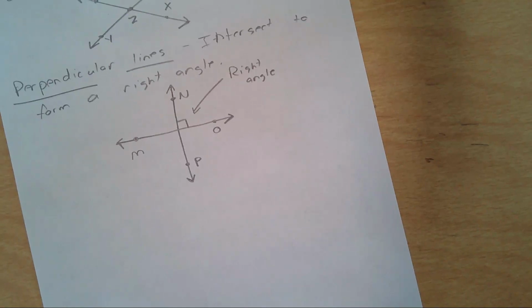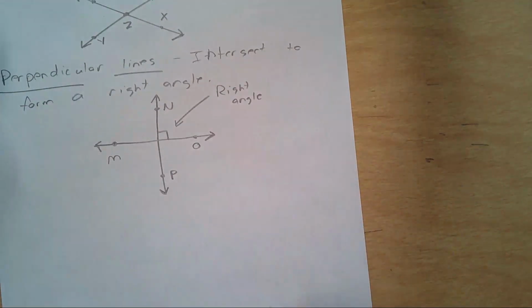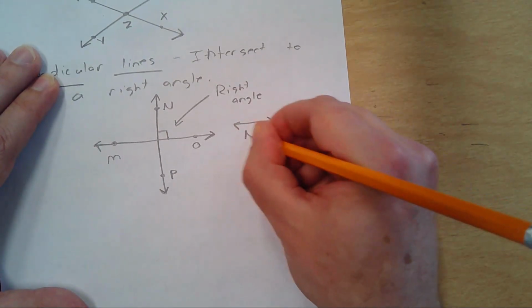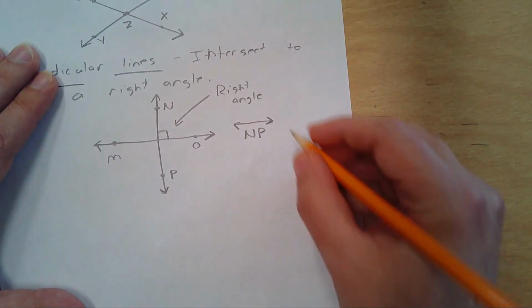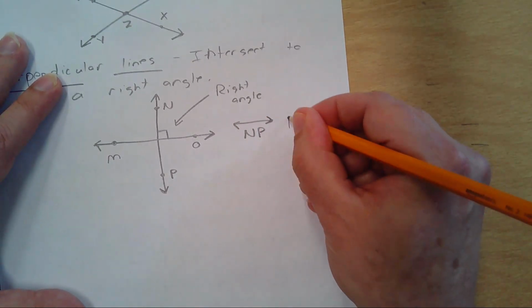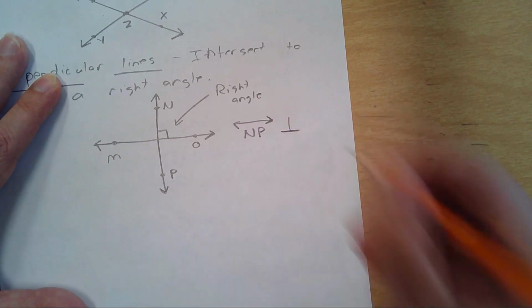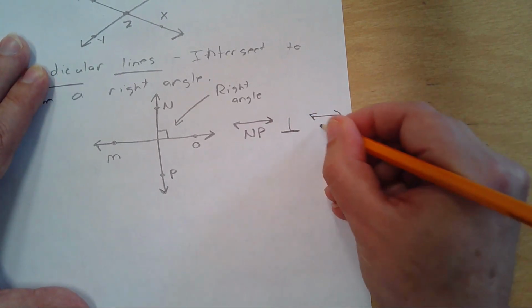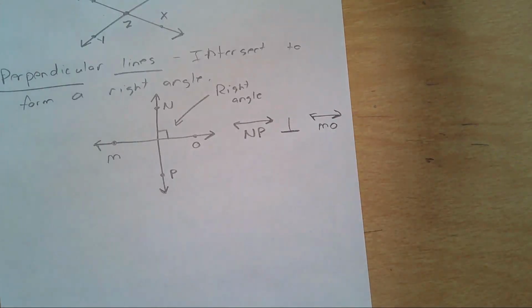So to represent it here, it also has a symbol. If I wanted to represent this as perpendicular lines, I could say that line NP, and this is my symbol for perpendicular, it's basically an upside down T, is perpendicular to line MO.